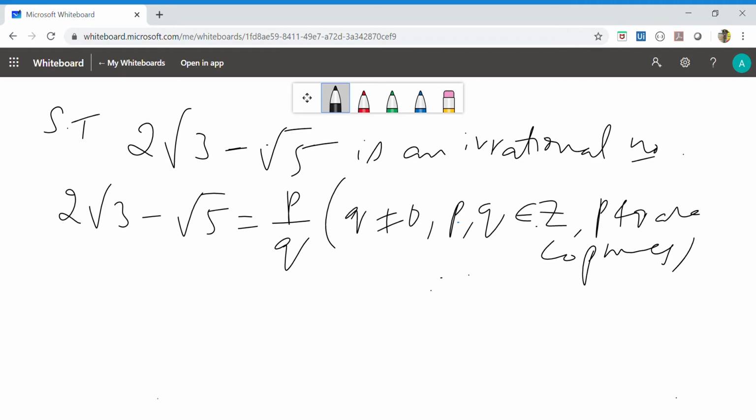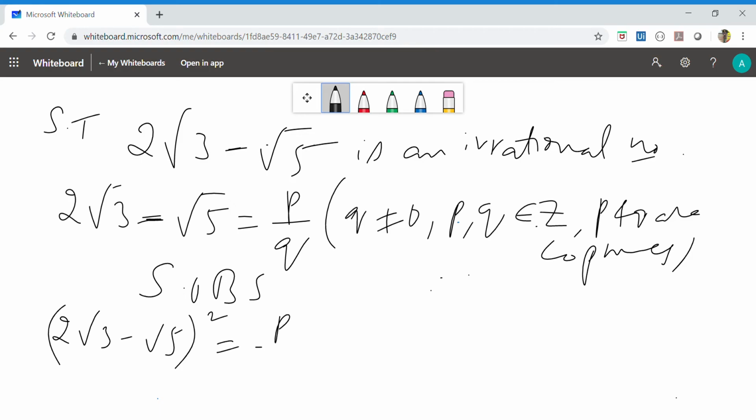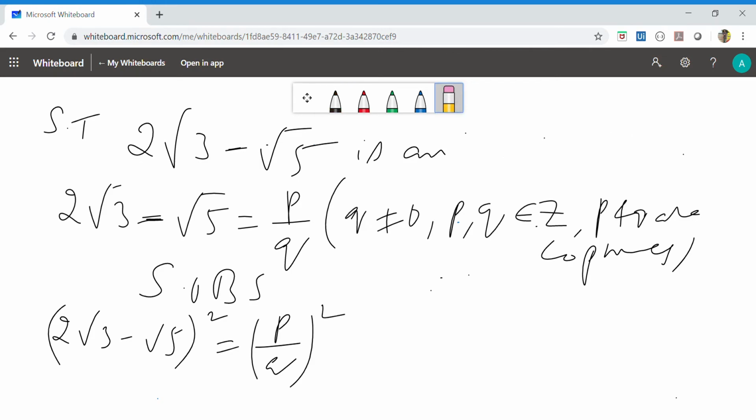I want to make one of the terms rational, and I will make this binomial surd into a single surd. I want to make this mixed surd a single surd. That's why I'm squaring on both sides. On squaring both sides, it becomes: 2 root 3 minus root 5 whole square is equal to P by Q whole square.